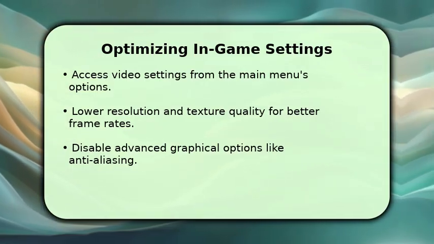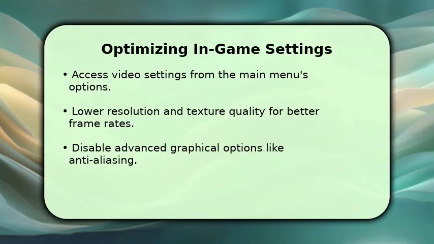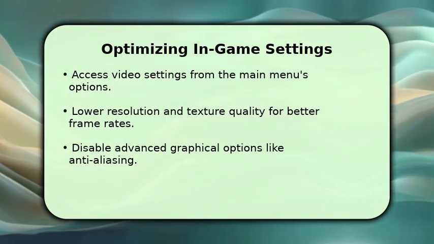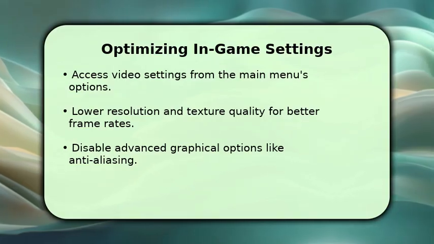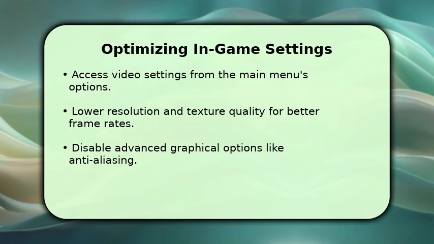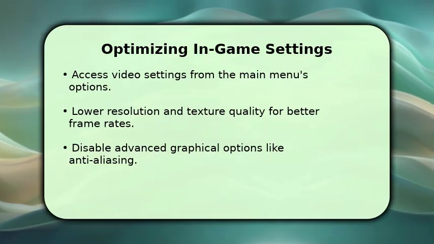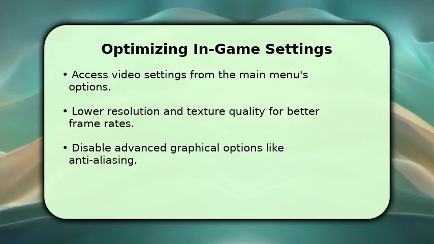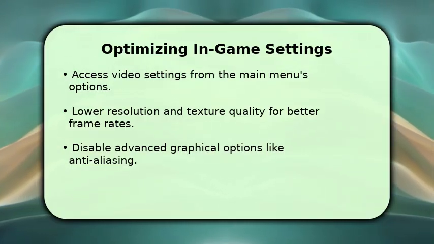Here, you can significantly improve frame rates by reducing the display resolution and lowering texture quality. Disabling advanced graphical features such as anti-aliasing and vertical sync can also help. Experiment with these settings to find the best balance between visual quality and smooth gameplay on your specific Mac model.